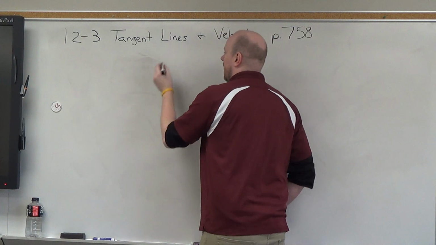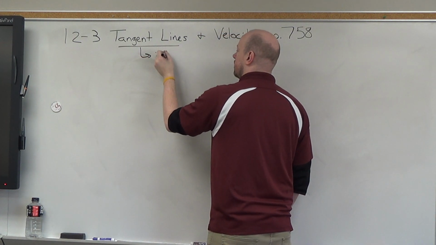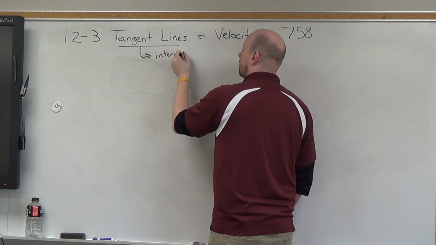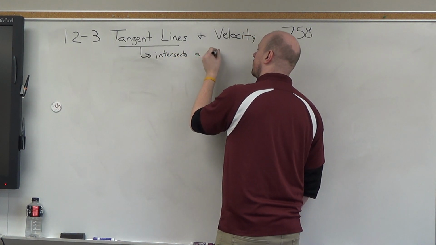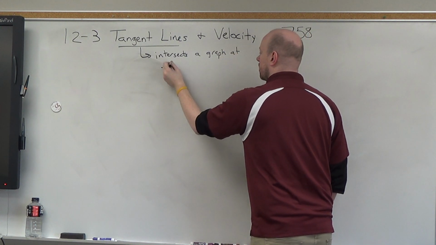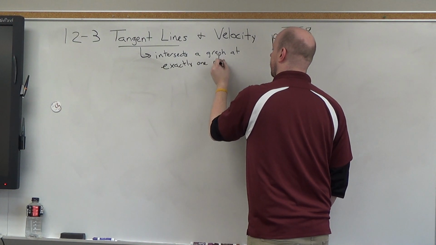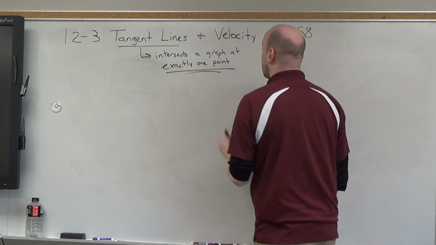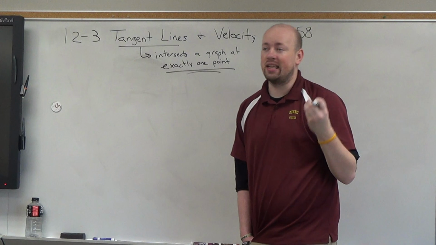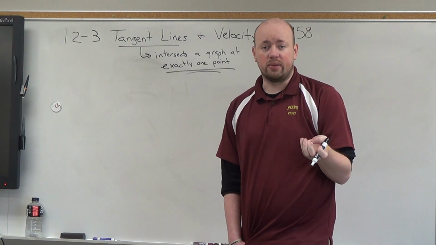So a tangent line intersects a graph at exactly one point. And the cool thing is that it actually gives that exact slope for that exact spot. Not all graphs have the exact same consistent slope.